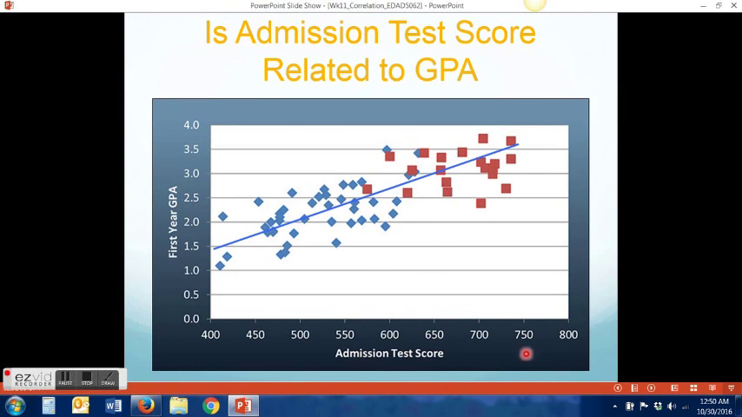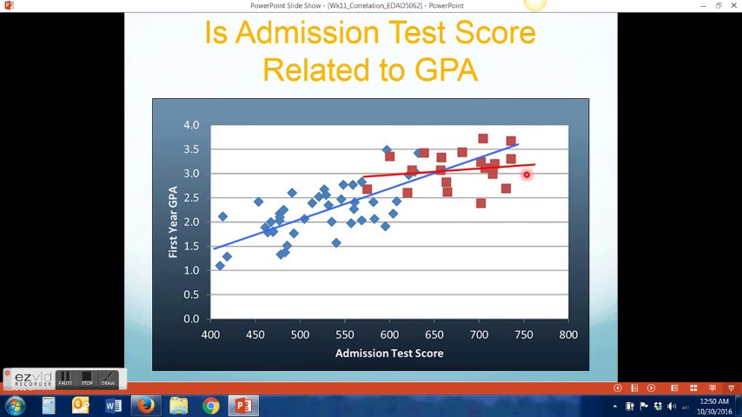And in addition, how strong is that relationship? I see a positive relationship that's not very strong. But let's talk about restriction of range here.